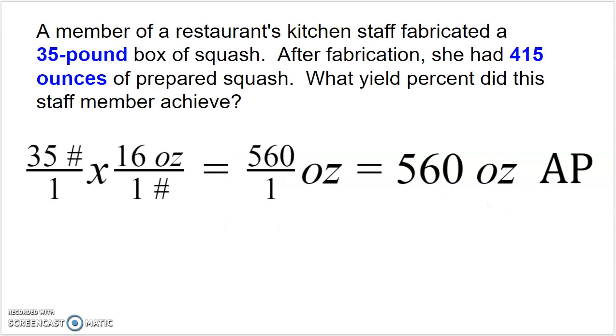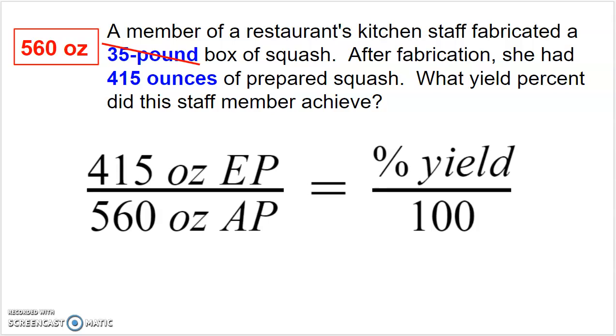So the first thing we've got to do is get the EP and AP into the same units. So I'm choosing ounces. I'm going to make my 35 pounds into ounces using the method you've already learned. And then now I'm replacing that 35 pounds with the 560 ounces that we just calculated. And then I'm plugging that into my yield percent formula. So 415 goes in the EP, 560 goes in the AP.